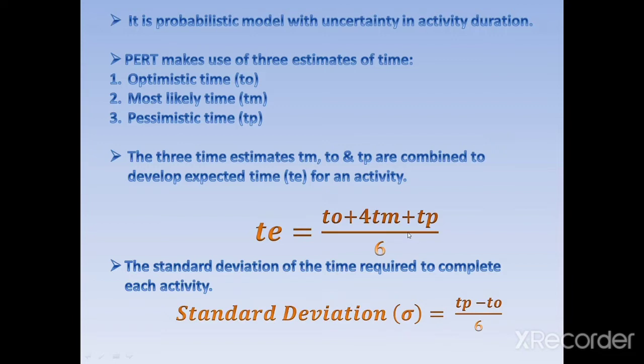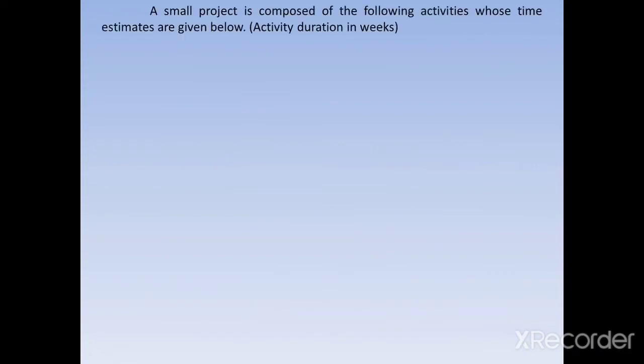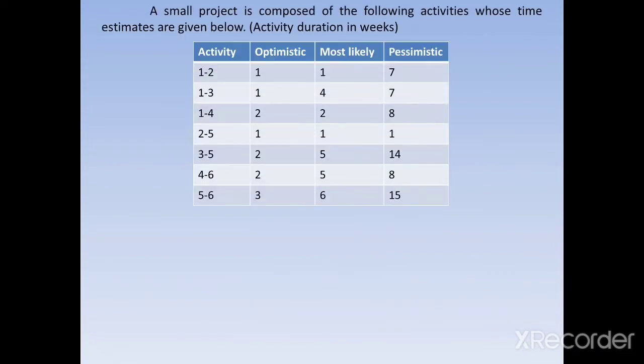Now, as I told you, I explained TO, TM, and TP. If you observe in the problem, the value of the pessimistic time is larger than the most likely time, and the optimistic time is the minimum, the smallest of all these three timings. We will see this when we go through one problem.